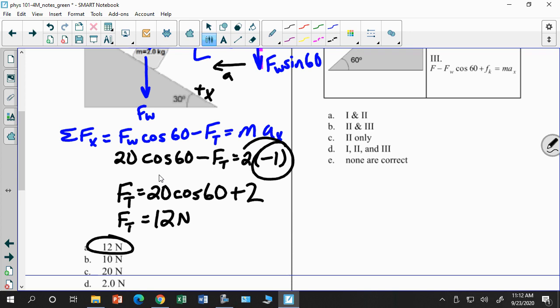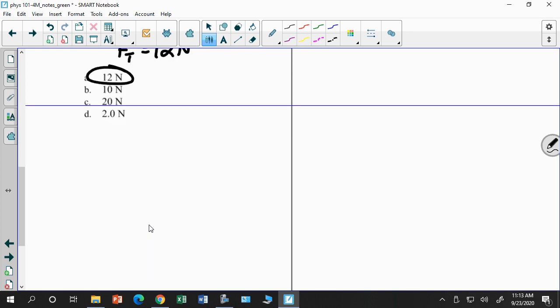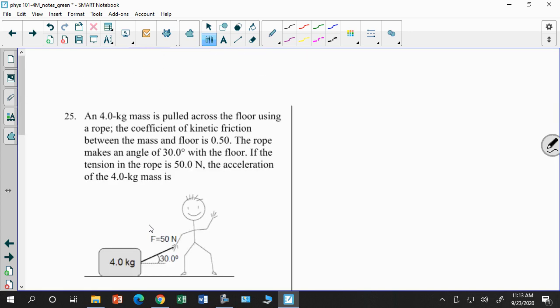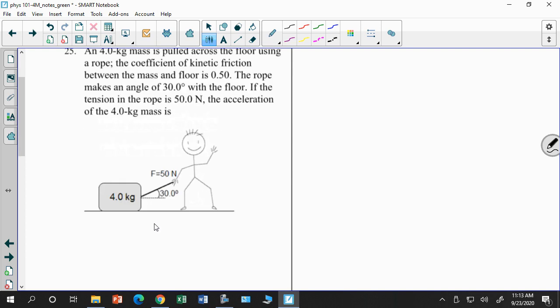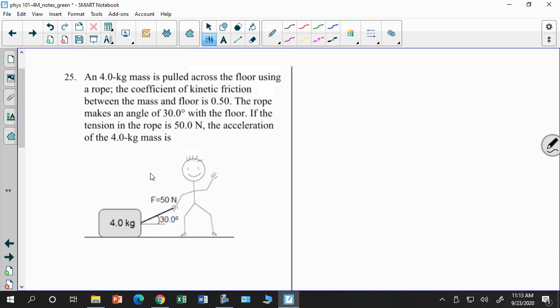Okay, let's look at another problem, one that has friction on it. Oh, here's a good one. We'll come back to inclined planes, but let's do this one, because this is one where the normal force is not equal to the weight. I have a 4 kilogram mass that's pulled across the floor using a rope. I give you the coefficient, I give you the angle, and I give you the tension, and I'm looking for the acceleration.